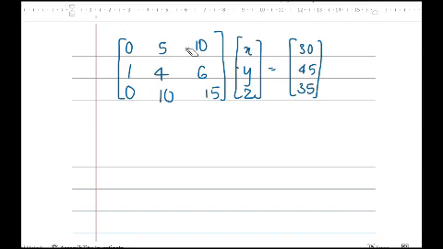I take out a common 5. So this becomes 1 comma 2. Alright, so 1 comma 2. If I've written 1 comma 2 here, what else can I do? I can take a 5 common in this column as well, right? In this matrix as well. So if I take a 5 common, 30 becomes 6. 30 becomes 6. 45 becomes 15. And 35 becomes 7.